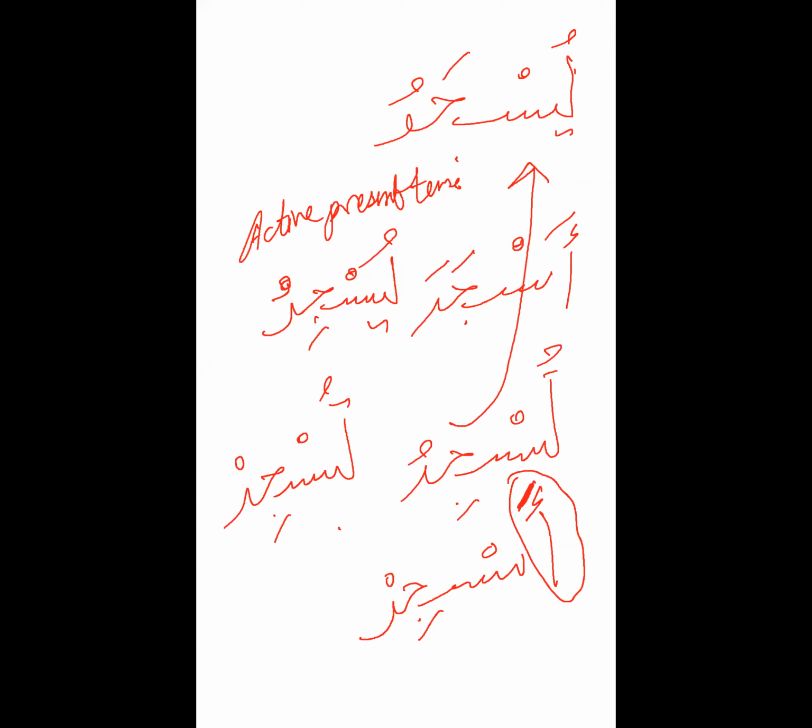Similarly, yusjadu, if there is any instance in the Quran of passive present tense from either family four or family one, then they will have both meanings and they will be considered by the ulama for tafsir. Yes, I remember we did that with Ustaz Hussain.